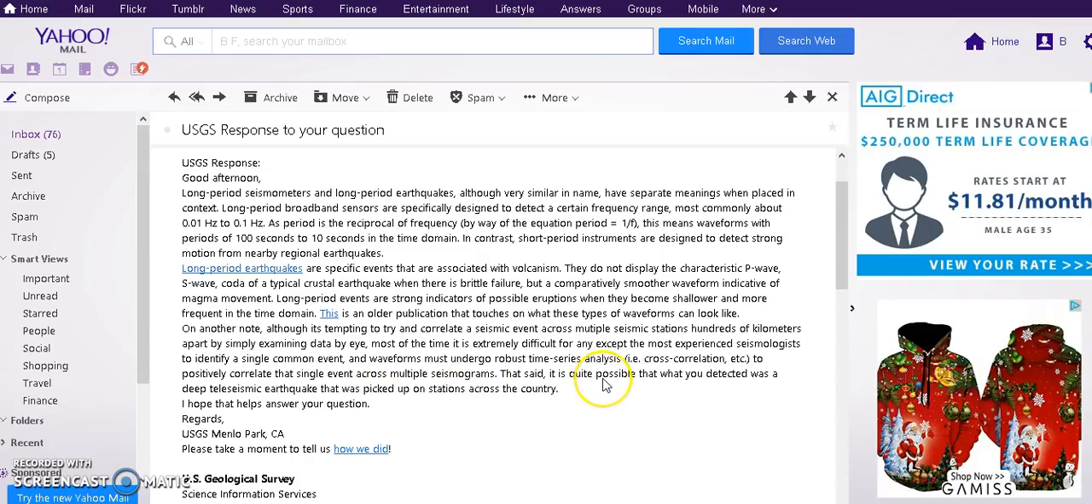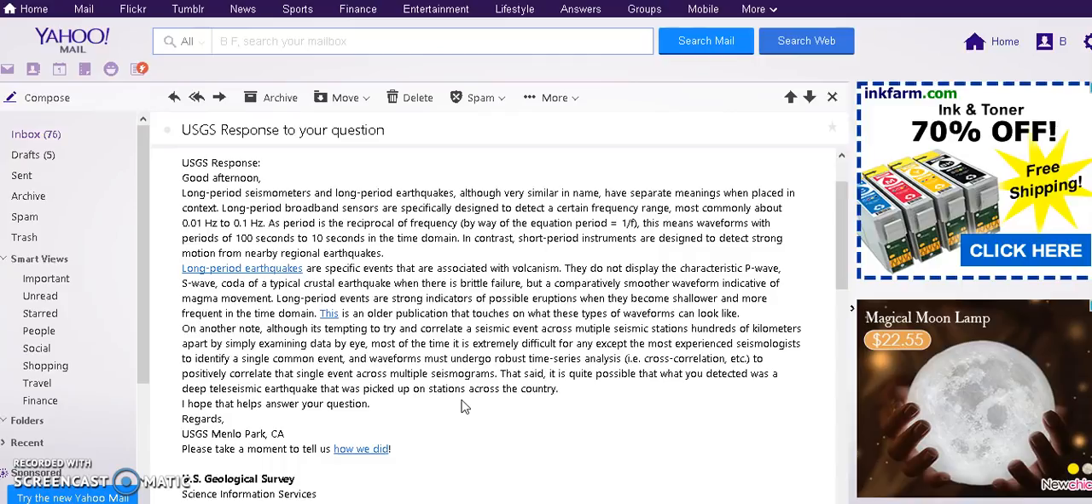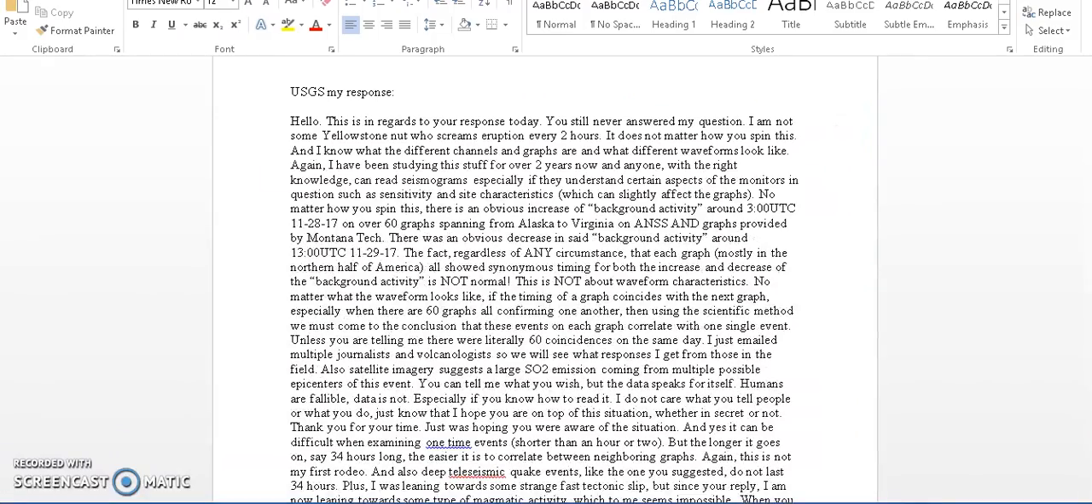Okay, so he just said that what I saw was most likely a teleseismic earthquake that's very deep. Hello, it was 34 hours long. When was the last time you saw an earthquake that was 34 hours long? Dude, it's a tremor. I don't care what it is. It picked up on over 60 stations. Is he meaning to tell me that if I didn't pick anything up, there's just over 60 coincidences in one day? Like, what? And here is my response that I just sent.